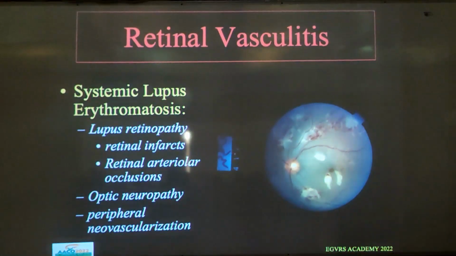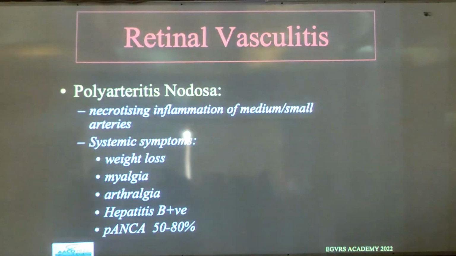This is how the patient actually presents. This is one of the patients, a young girl, not a young girl, she's in her 20s, who actually presented with these infarcts and vasculitis in both eyes. These multiple infarcts are typical of systemic lupus. So the lupus retinopathy involves retinal infarcts, retinal arterial occlusions, optic neuropathy, and sometimes it can present with peripheral neovascularization.